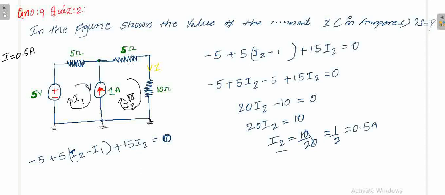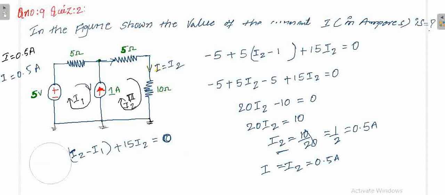What is this I2? I2 is nothing but the current flowing in this branch, that is the current flowing through this 5 ohms, current flowing through this 10 ohms. I want to find this I, which is nothing but your I2, equal to 0.5 amperes. So here we got I equal to 0.5 amperes in mesh analysis. Here we have applied the super mesh concept.